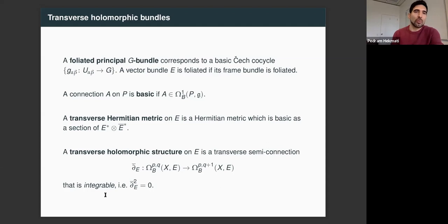Also, the notions of holomorphic bundles extend to the foliated setting in a standard way. We say that a bundle is foliated if its frame bundle is foliated, and a foliated principal bundle, maybe the most economical way of defining it is in terms of a clutching construction, is foliated if you can choose the transition functions to be basic functions with respect to the foliation. A connection on a foliated principal bundle is basic if the connection form is a basic form.